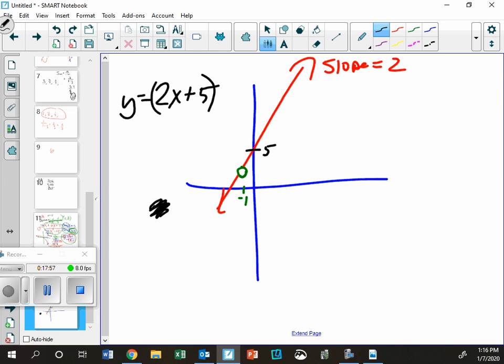Parentheses around this. And then the hole, x, and then where's the hole at? -1, so plus 1. Plus 1. There's your final answer.